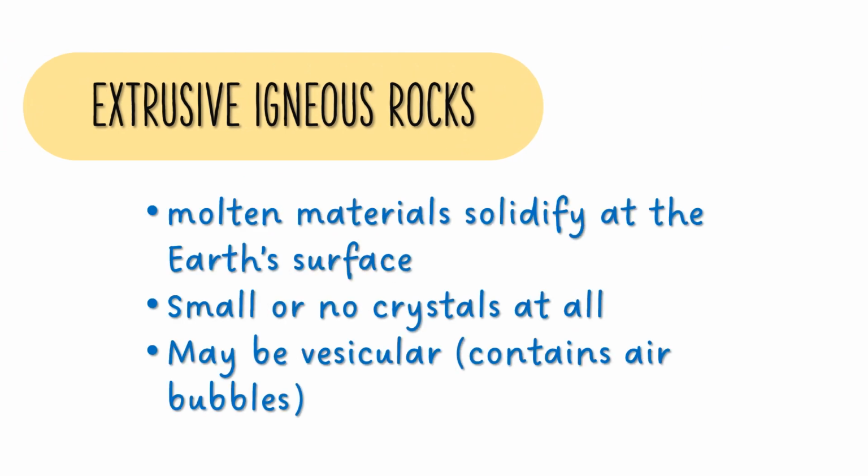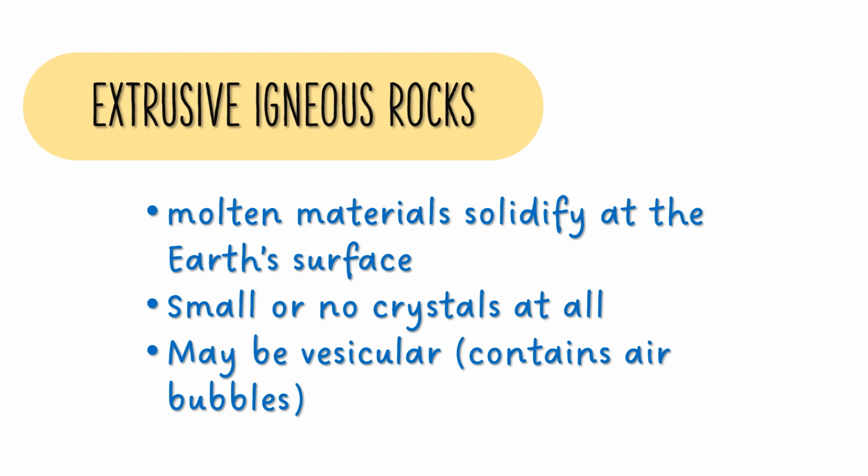So when we talk of extrusive igneous rocks, we refer to igneous rocks that are formed from molten earth materials that solidify at the Earth's surface. So here, we are referring to lava that undergoes cooling and solidifying. Since temperature on the Earth's surface is relatively cooler, it takes a short time for extrusive rocks to be formed. That is why most of them have very small crystals or even no crystals at all.